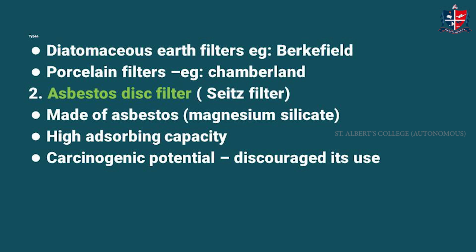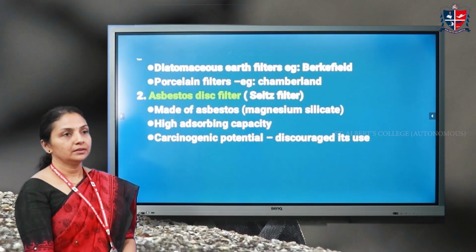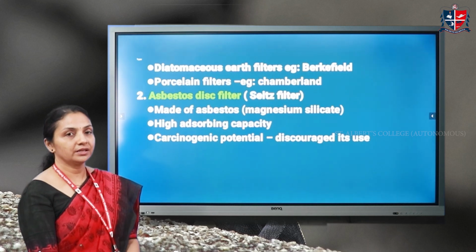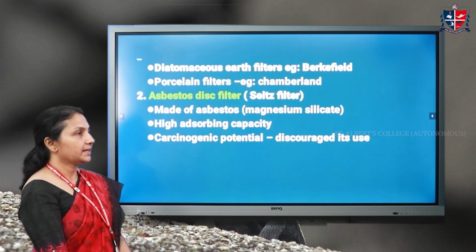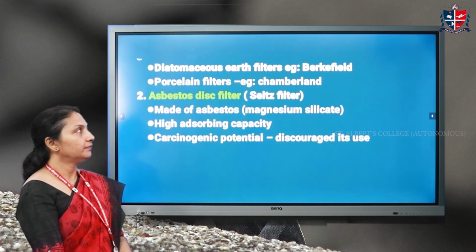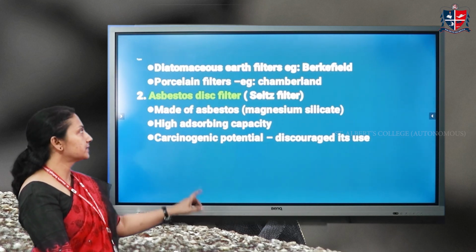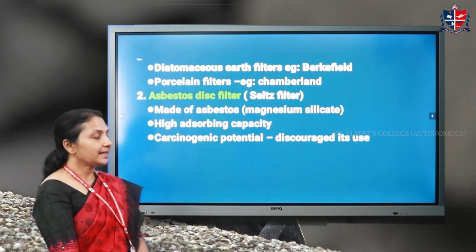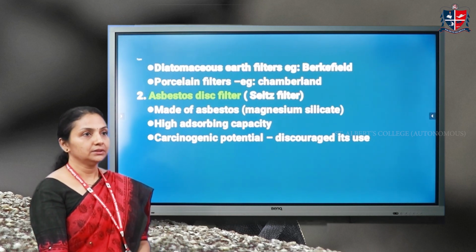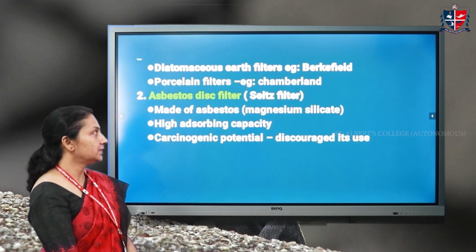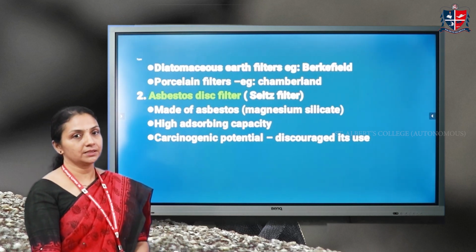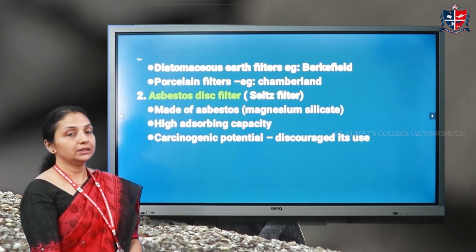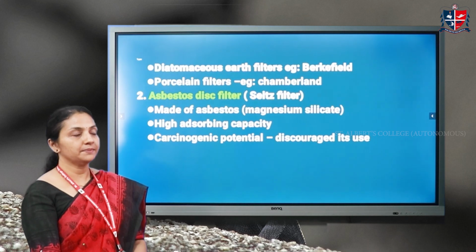The types of candle filters are diatomaceous earth filters, which are made from the skeleton of diatoms. An example is the Berkefeld filter, and we also have porcelain filters. An example is the Chamberland filter. The second one is the asbestos disc filter. From the name itself, it is clear that it's made up of asbestos. The Seitz filter, which we used in earlier days, is an example of an asbestos filter.